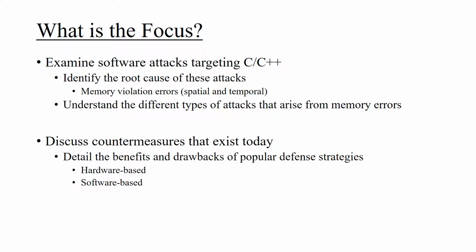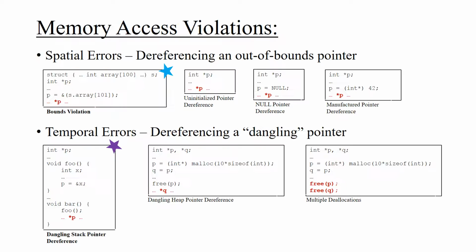In the second portion of this work, we discuss the current state of security that focuses on the prevention of memory violations. Here, we look at how these security features work and note the drawbacks that prevent these countermeasures from widespread adoption. Beginning at the underlying cause of software attacks, we must first recognize and differentiate between the two types of memory access violations, spatial errors and temporal errors.